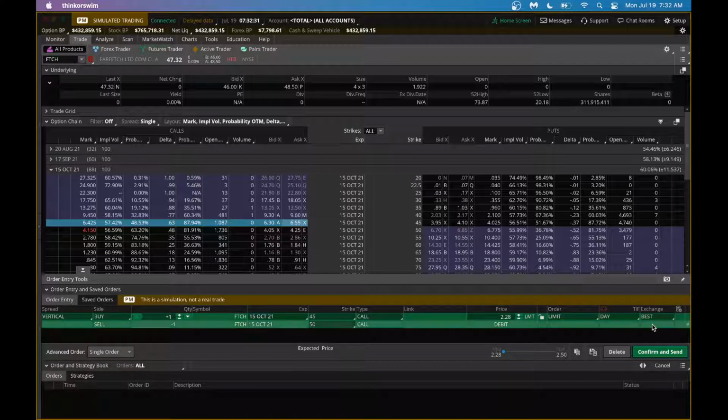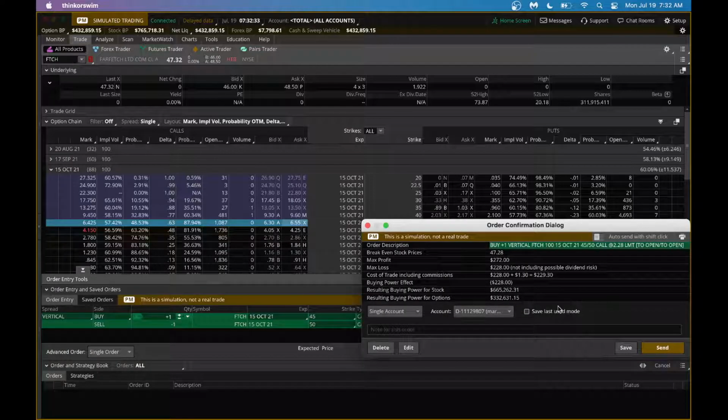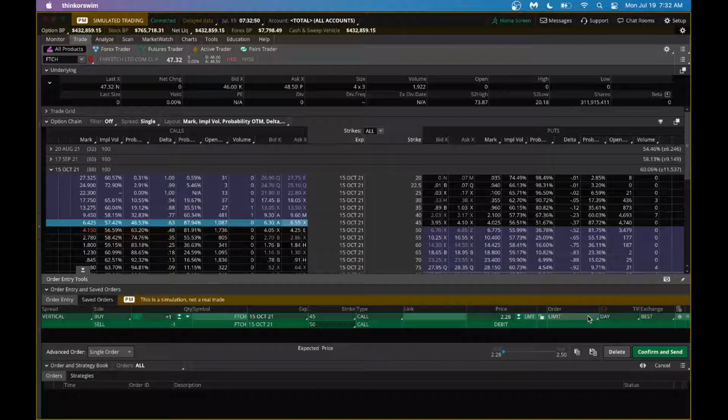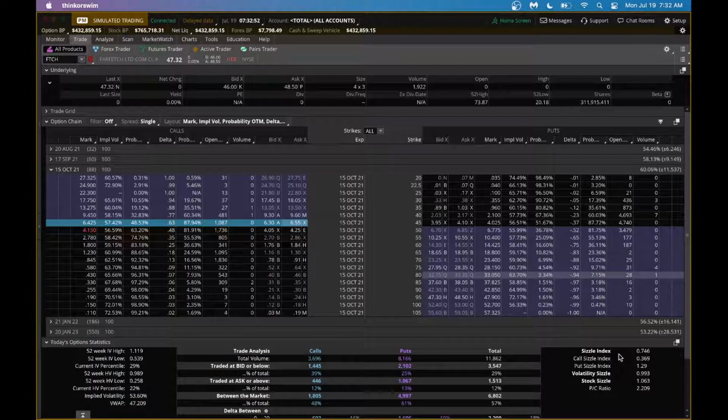You're more than doubling your money. You could confirm and send. You're paying $2.28 to make $2.72. Your break-even is just below the current stock price. This is one way to play. You're not spending too much money, just $228 to make $272. It's a conservative play.